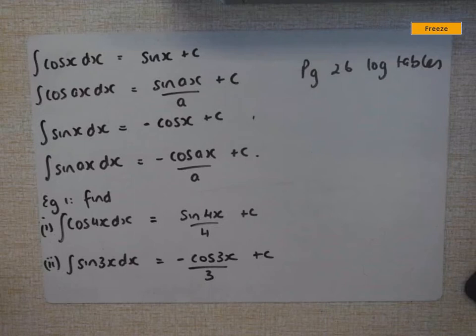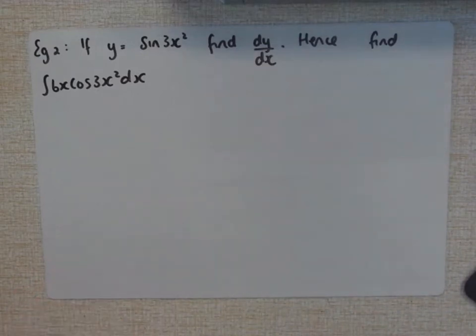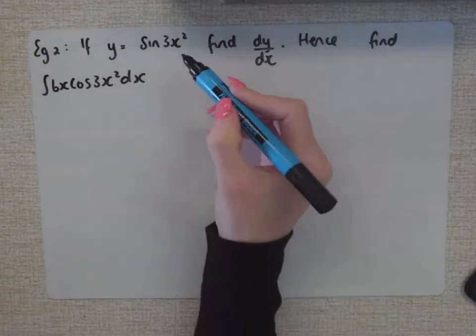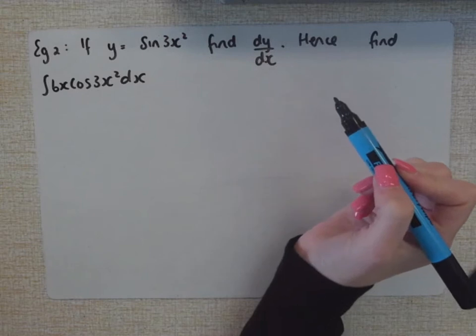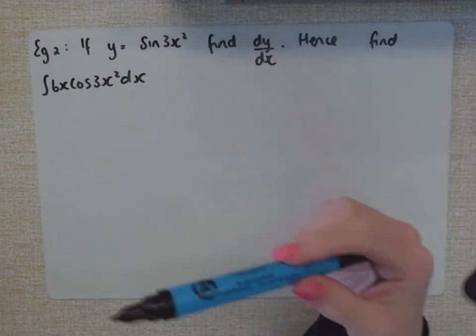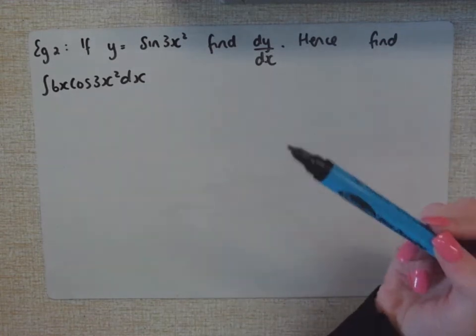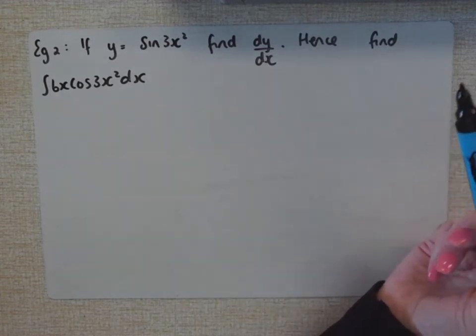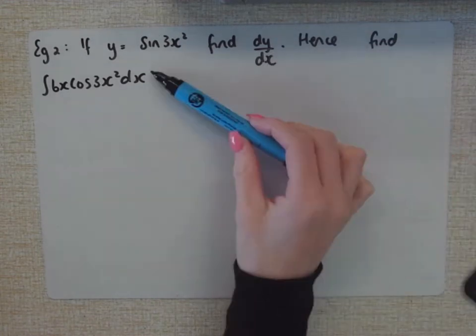Can I get rid of the board? Okay. Example 2. If y is sine of 3x squared, find dy dx. So it's another scenario where they're giving me the function and they want me to integrate it and then use my answer. Okay, hence find the integral of this.